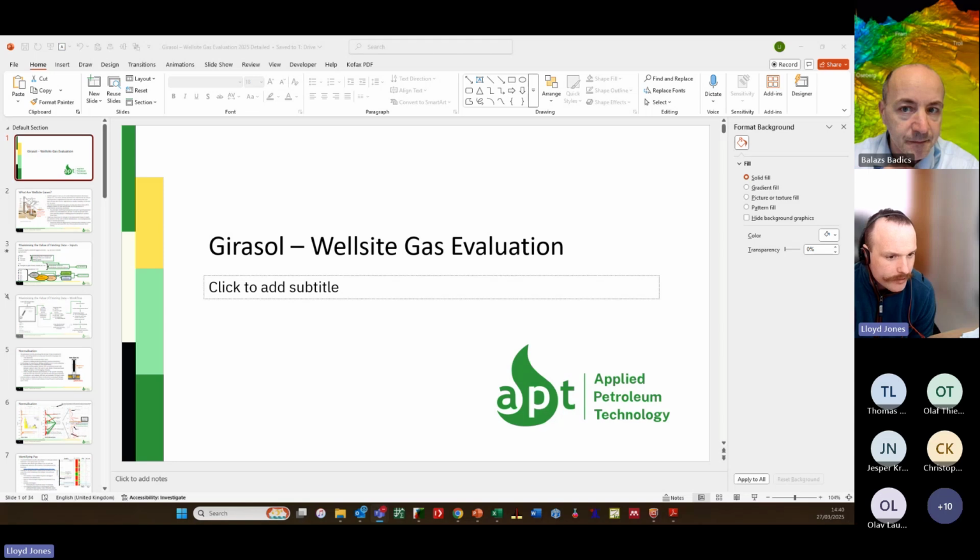Using the machine learning approach that we're currently developing, we're hoping to improve the prediction in phase separated reservoirs. Yes, thanks.